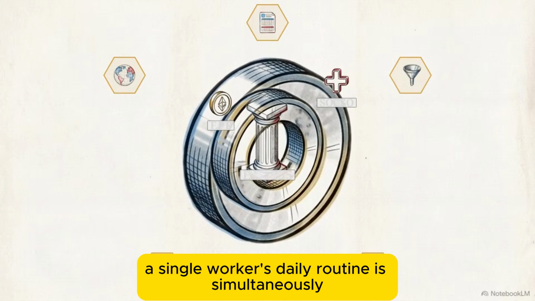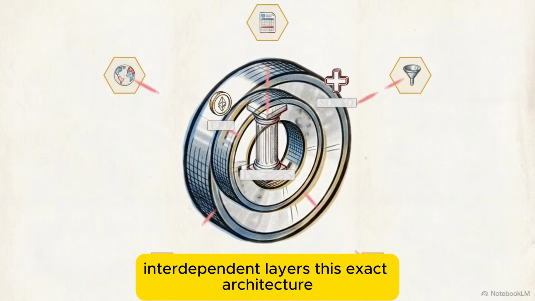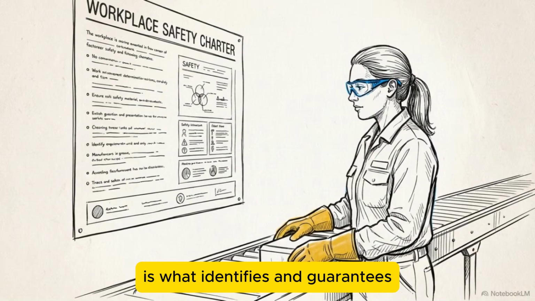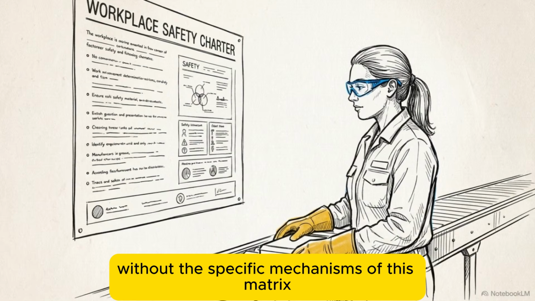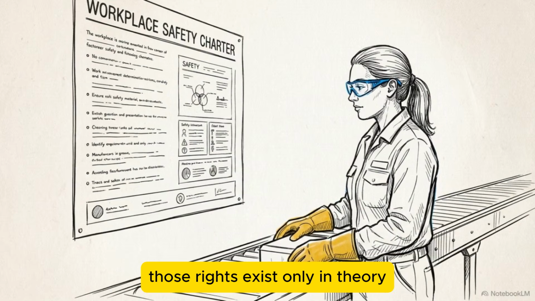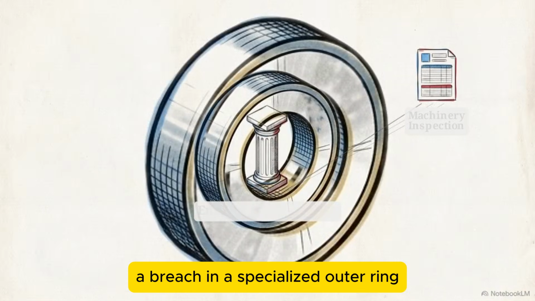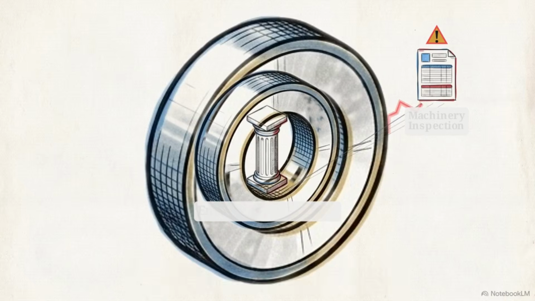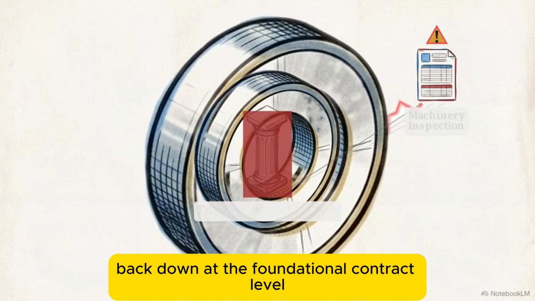A single worker's daily routine is simultaneously governed by all of these intersecting, interdependent layers. This exact architecture is what identifies and guarantees basic employee rights. Without the specific mechanisms of this matrix, those rights exist only in theory. Because the system is unified, a breach in a specialized outer ring, like failing a machinery inspection, immediately compounds legal liabilities back down at the foundational contract level.